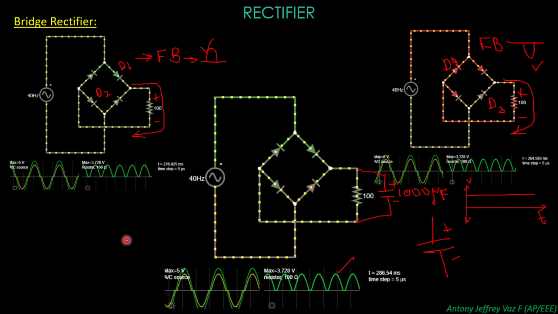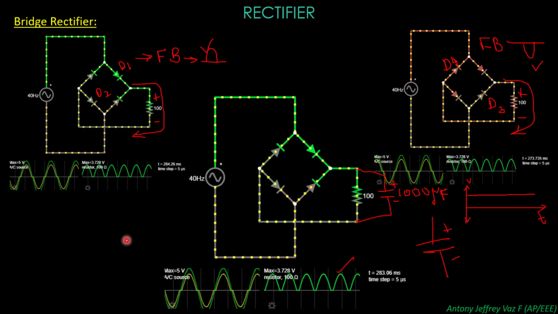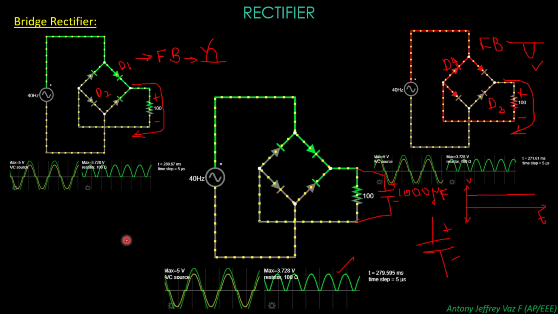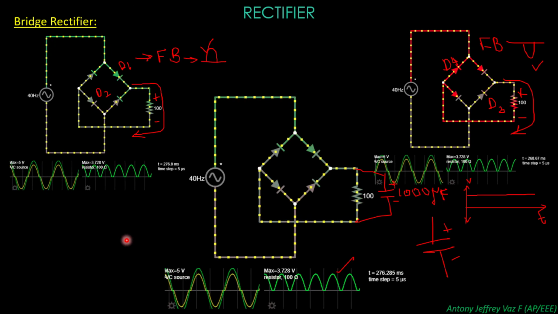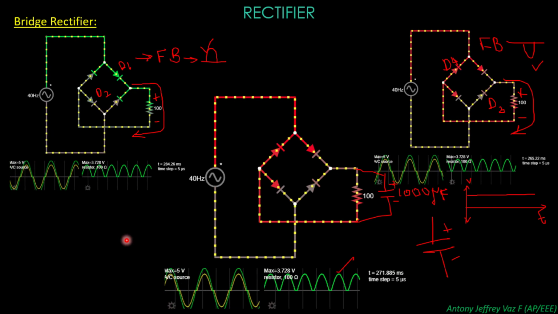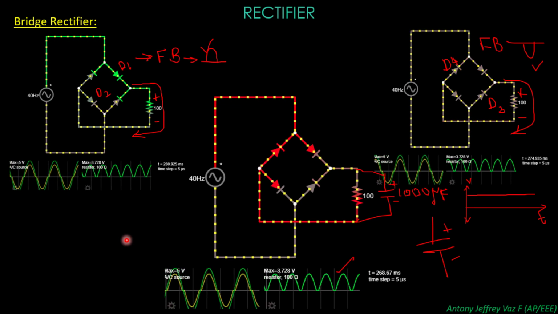Today we have seen the concepts of rectifier, and we have seen the three types of rectifier: half wave, full wave and bridge rectifier. I hope you have understood all these concepts very well.